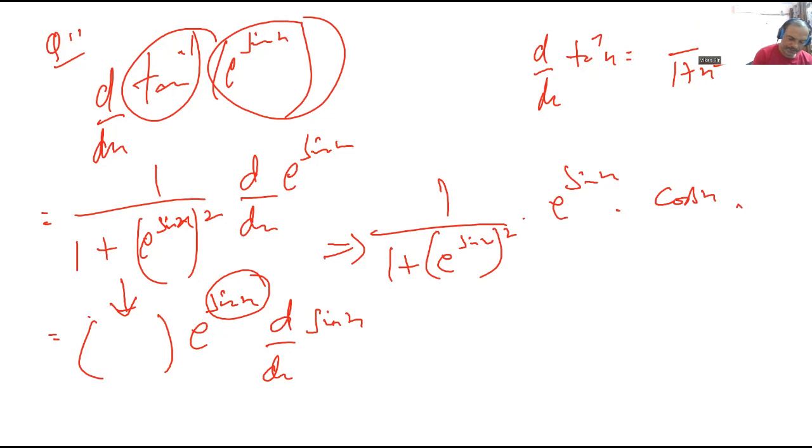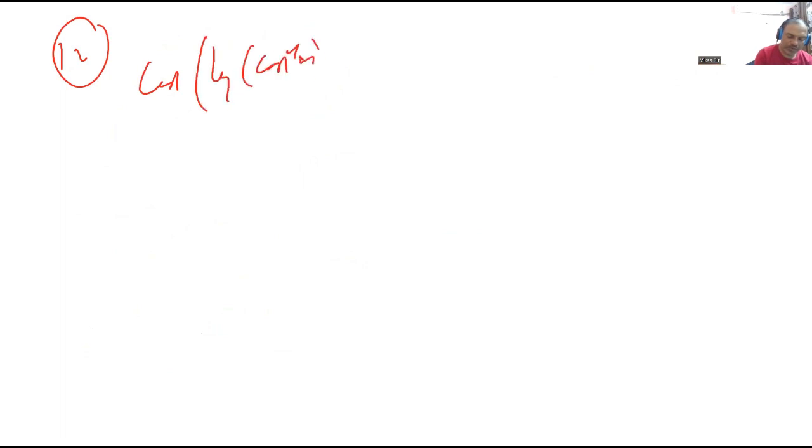Okay. Now, let's do another question. If you have a question like this, cos of log cos inverse x. Clear? You have d by dx of cos log cos inverse x. You have to differentiate 3 terms. First, you differentiate the outermost term, which is cos. Then you differentiate the middle term, which is log. And in the last, you differentiate cos inverse x.